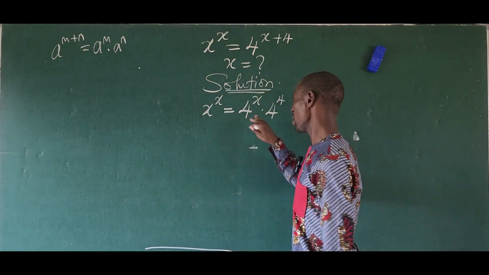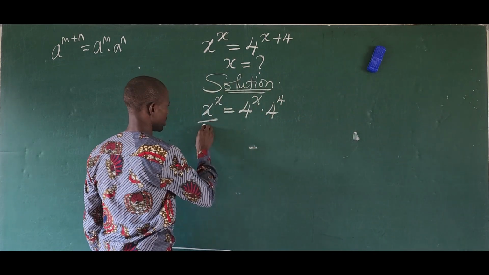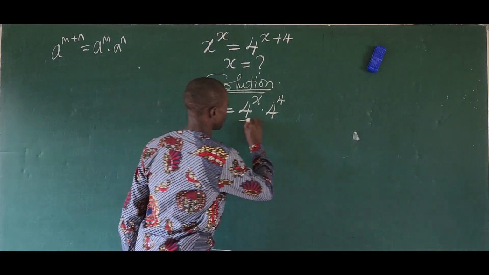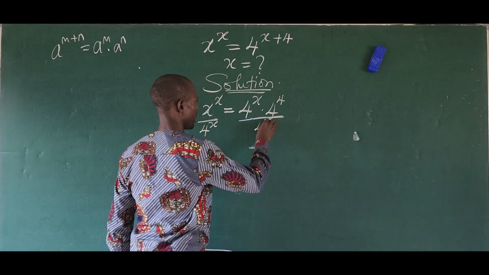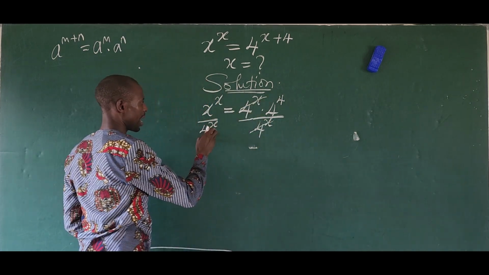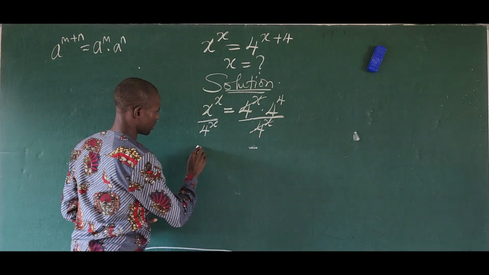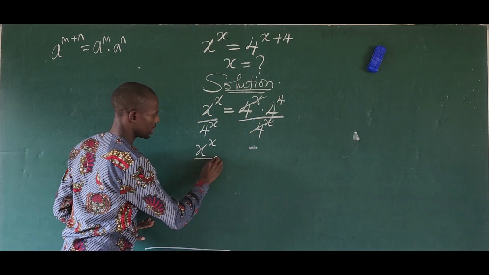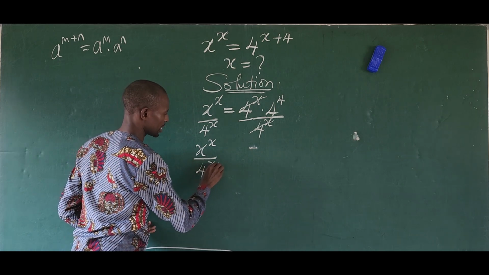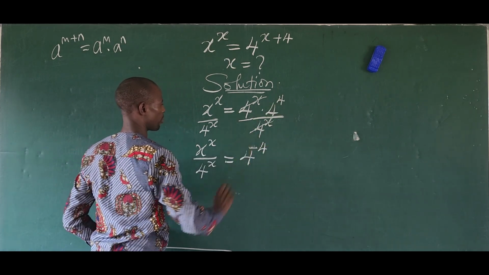Let's carry the terms that have x to the left-hand side of the equation. How do we do that? We divide by 4 to the power of x. If we divide this by 4 to the power of x, we equally divide the other side by 4 to the power of x. We are now having another law playing out again. We have x to the power of x all over 4 to the power of x equals 4 to the power of 4.